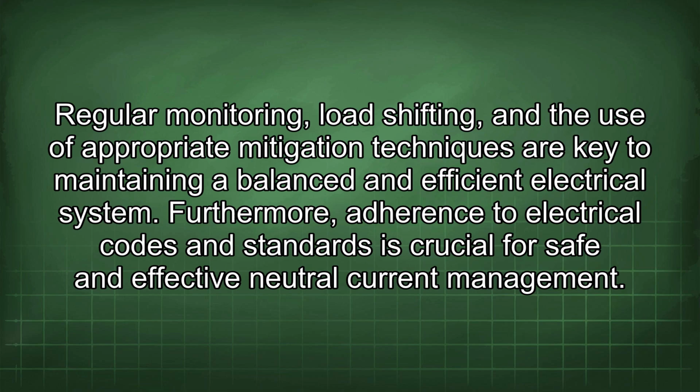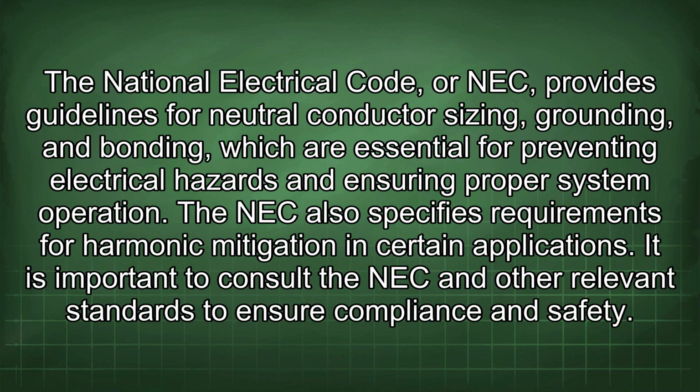Regular monitoring, load shifting, and the use of appropriate mitigation techniques are key to maintaining a balanced and efficient electrical system. Furthermore, adherence to electrical codes and standards is crucial for safe and effective neutral current management. The National Electrical Code, or NEC, provides guidelines for neutral conductor sizing, grounding, and bonding, which are essential for preventing electrical hazards and ensuring proper system operation. The NEC also specifies requirements for harmonic mitigation in certain applications. It is important to consult the NEC and other relevant standards to ensure compliance and safety.